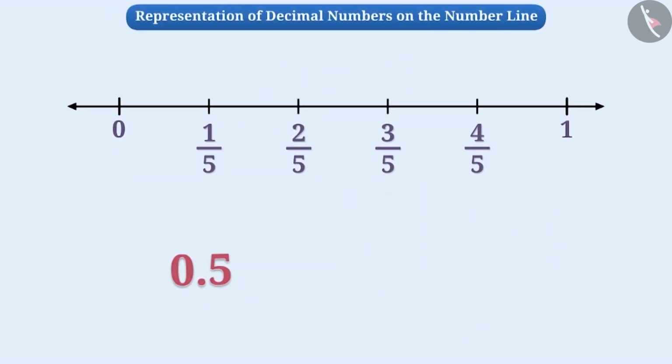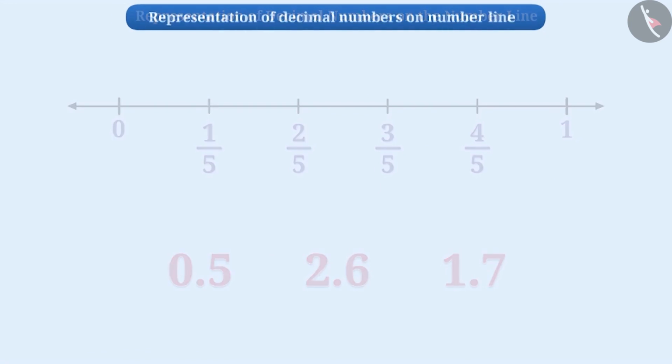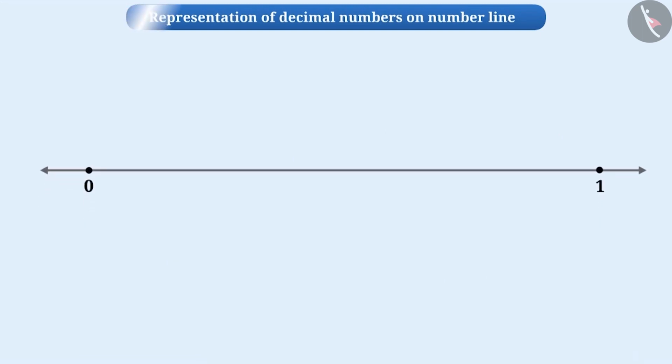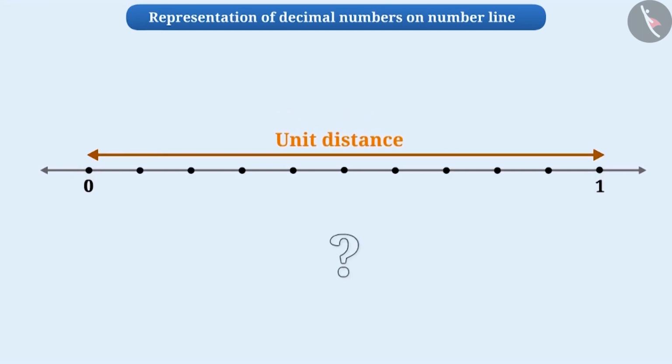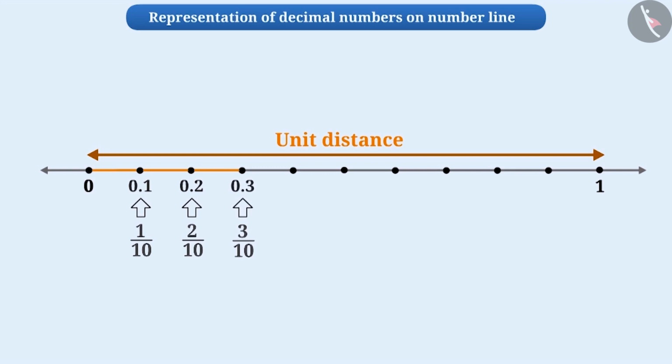Like fractions, we can also represent decimal numbers on the number line. Let's understand this. Here is a number line. We have taken a few numbers on it to represent the decimal numbers. Let's divide unit distance in 10 equal parts. Can you tell how one part among this will be represented? Think for a while. You got it right. This will be 1/10, which can be represented as 0.1. In the same way, 2/10 part will be represented by 0.2. 3/10 part will be represented by 0.3.